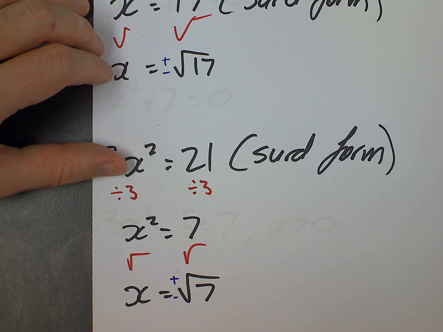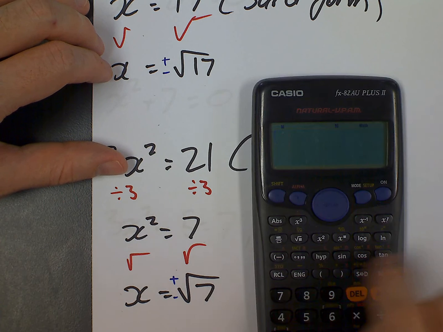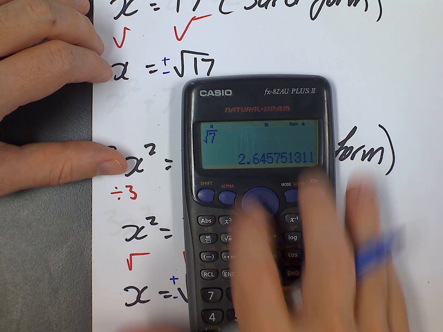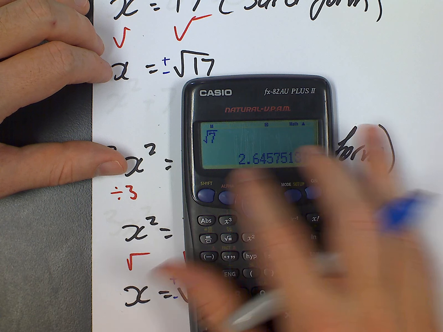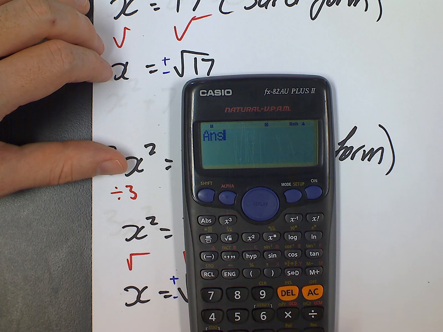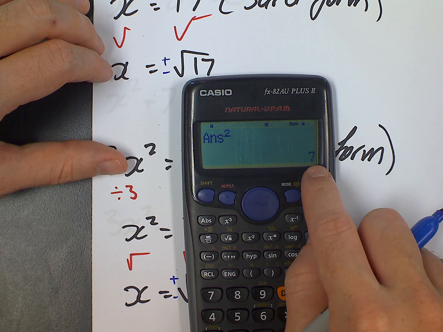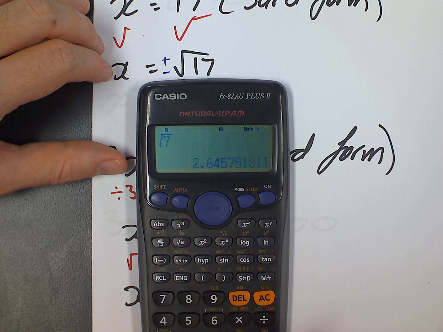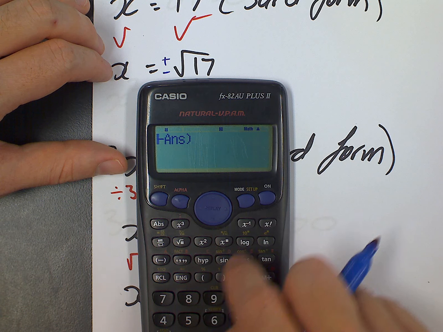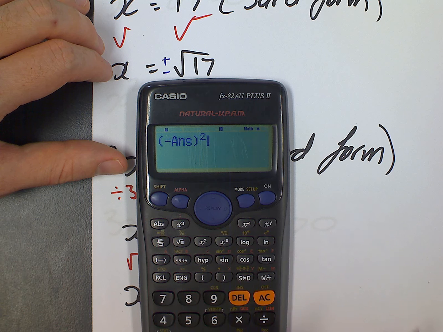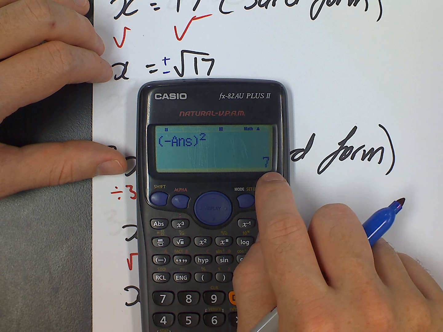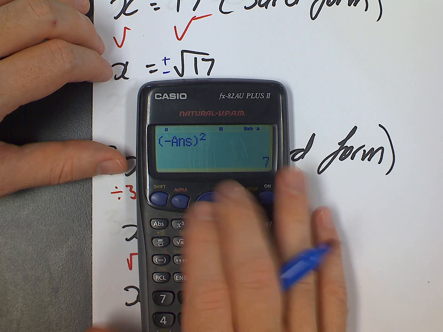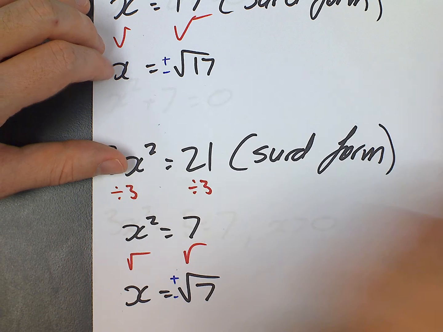Because if we take the square root of 7, and it's this, okay? That's our answer. If we get our answer and square it, it should give us 7. But if we also had that, let's type it back in again. If we have negative answer, let's see if we can do this, squared, this also equals 7.